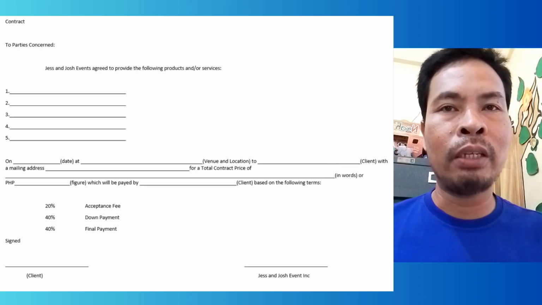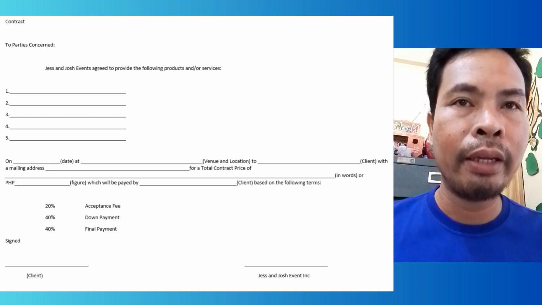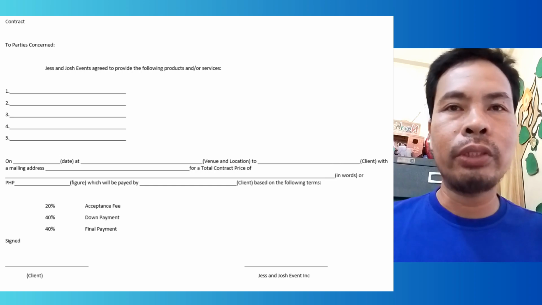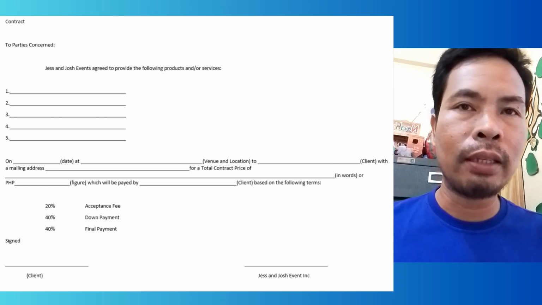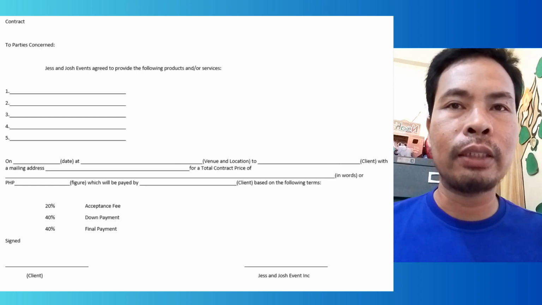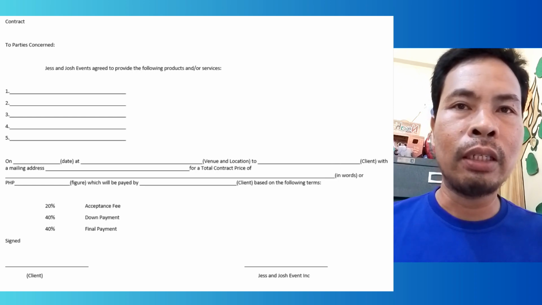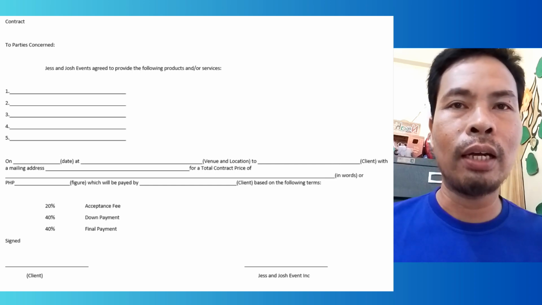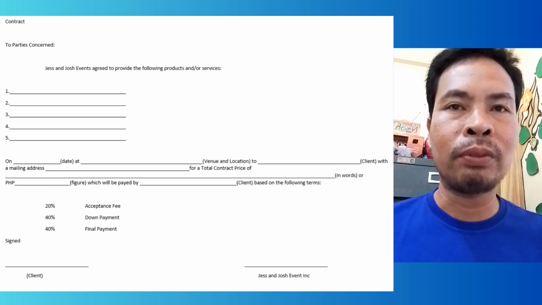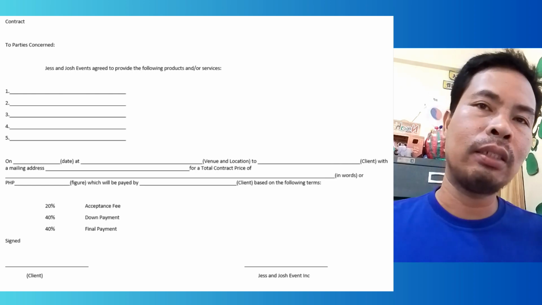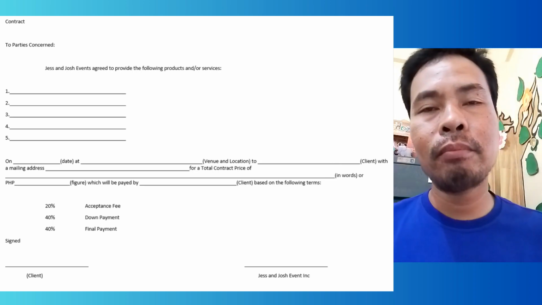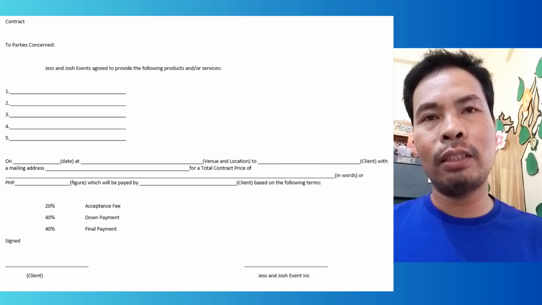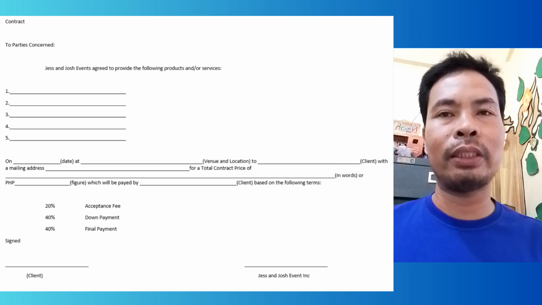And there should be a statement of who is going to pay. It should be stated. Then for the collection or the terms, I stated there that there should be an acceptance of 20%, then 40% down payment. So all in all, 60%, then 40% for the final payment. In this way, you won't be afraid that you cannot cover the expenses of the event.